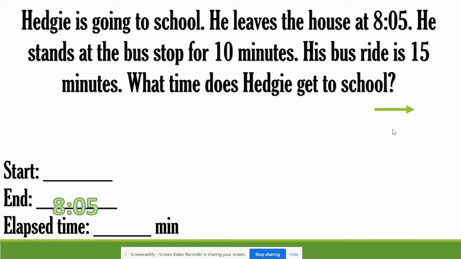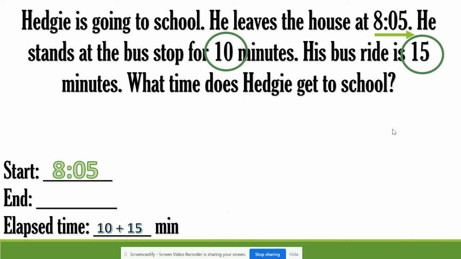Well, I notice that he leaves his house at 8:05. So that seems like it's the start time. And I also noticed that he stood at the bus stop and he rode the bus. So those are both part of my elapsed time. It's just broken into two little chunks. So I can put those on my elapsed timeline as both a 10 and a 15, or you could even add them together. It's up to you. So what we need to find is that end time.